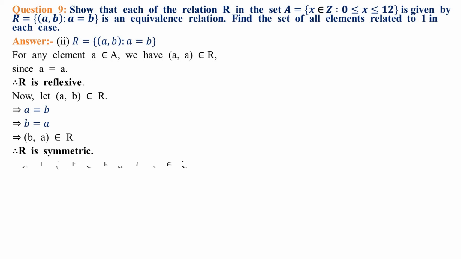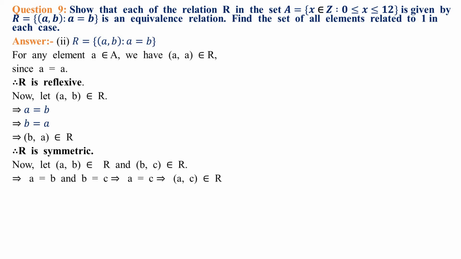Next, transitive relation. Let (a, b) belong to R and (b, c) belong to R. This implies a = b and b = c. Here (a, b) belongs to R means a = b, and (b, c) belongs to R means b = c. So a = b = c, which implies a = c, which implies (a, c) belongs to R. Therefore R is a transitive relation, which means R is an equivalence relation, because R is reflexive, symmetric and transitive.